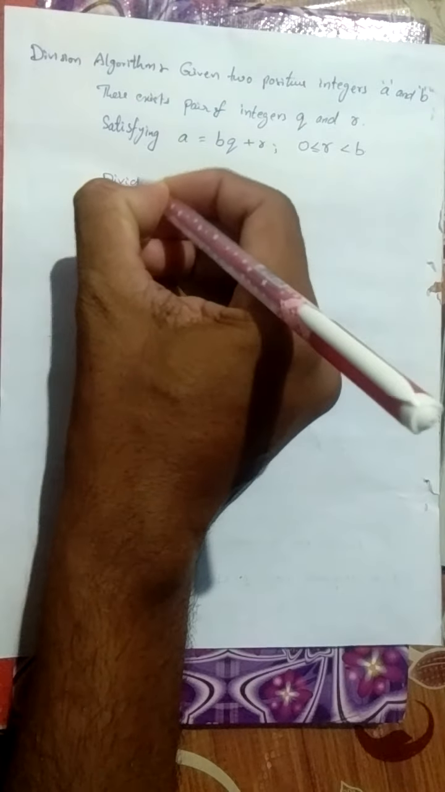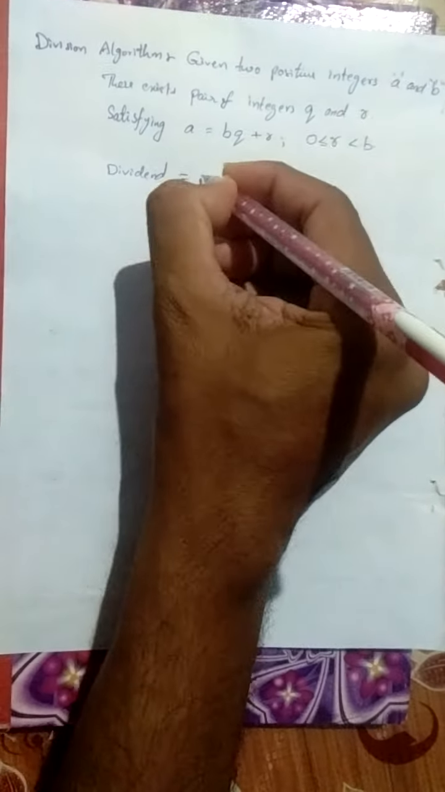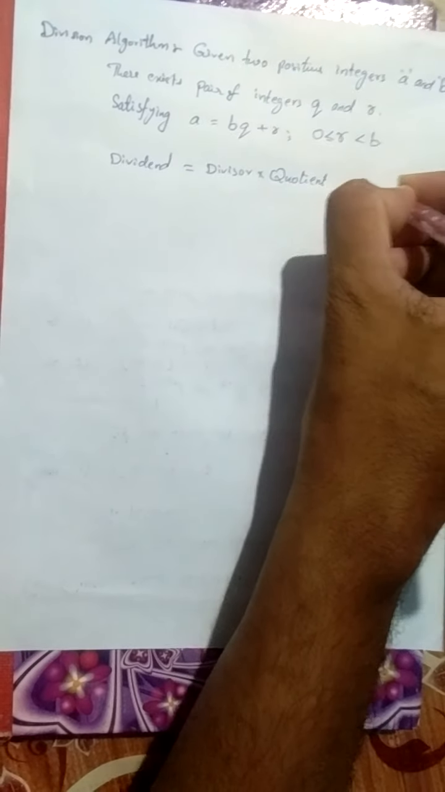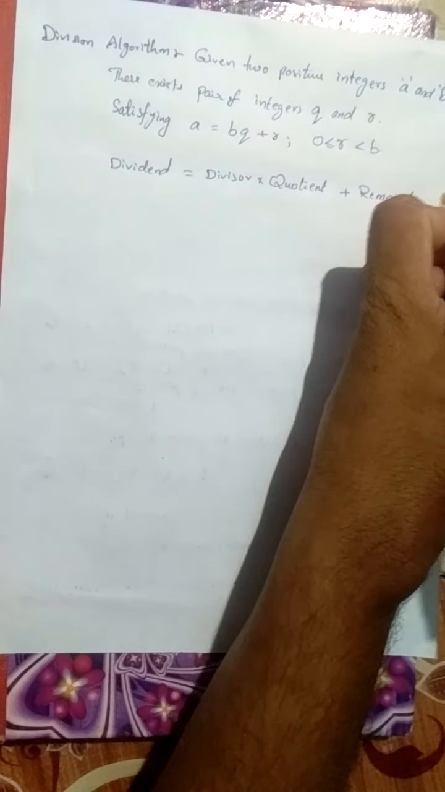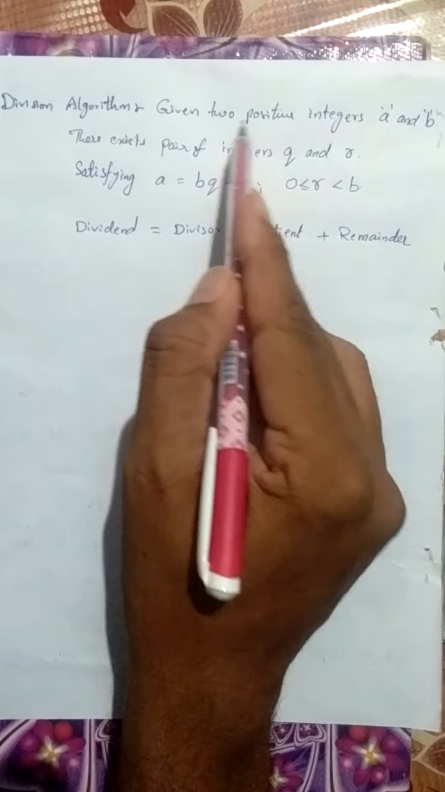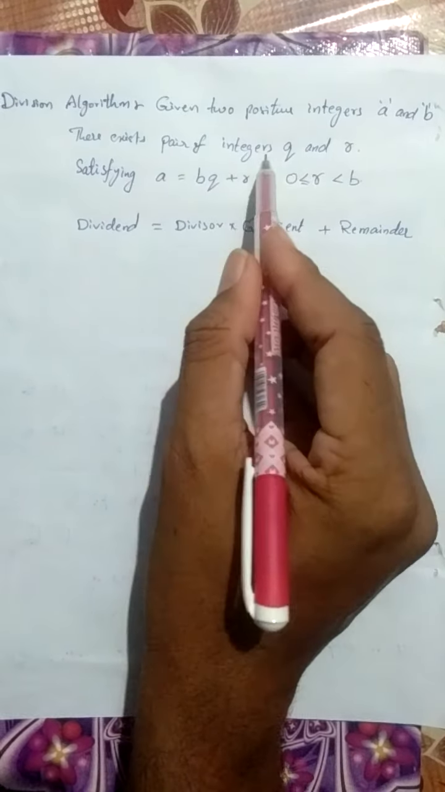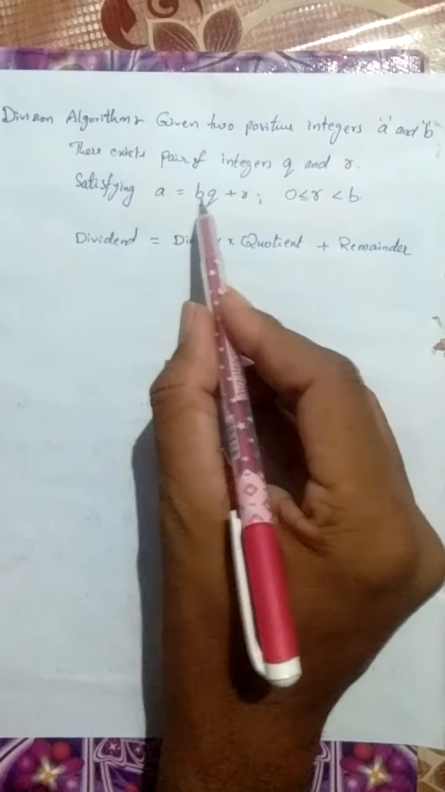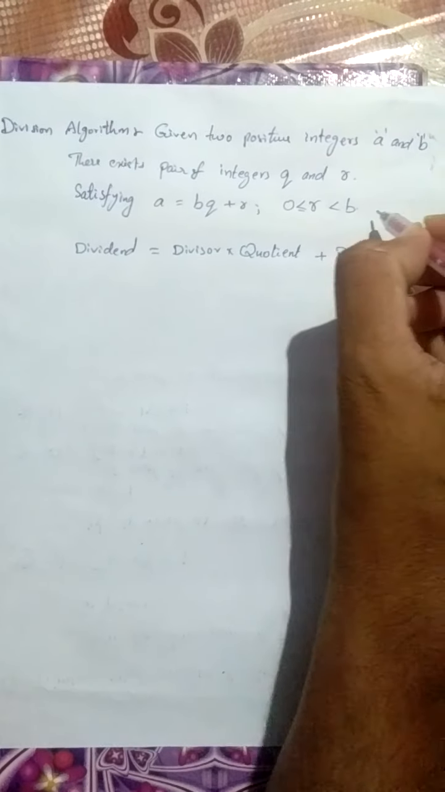Here, this is the division algorithm. Simply we can write: dividend equals divisor into quotient plus remainder. Up to this is the division algorithm. Here a and b are any two positive integers, and q and r are a pair of integers. Here q is the quotient, r is the remainder. Among a and b, a is greater than b; generally we have to take a greater than b.